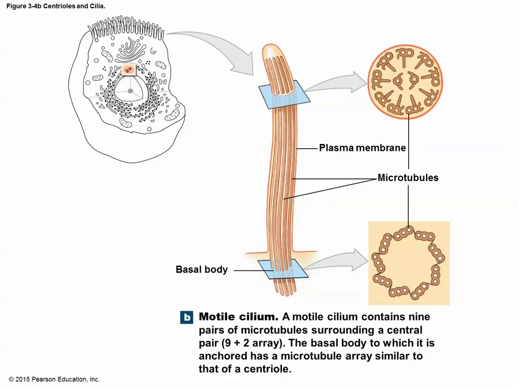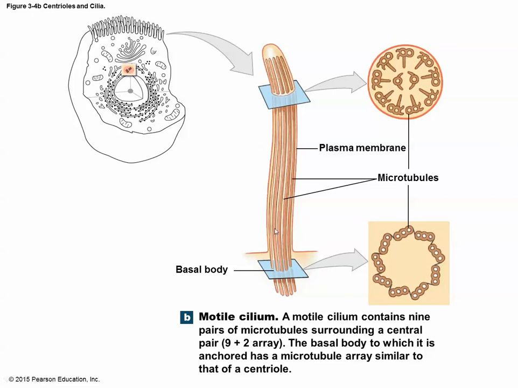We also have motile cilia, and these are the ones that move things across the surface of the cell. So these have a slightly different organization than centrioles. At the base, their organization is very similar to what we see in a centriole. You see 3 microtubules, or a triplet, and there are 9 triplets.